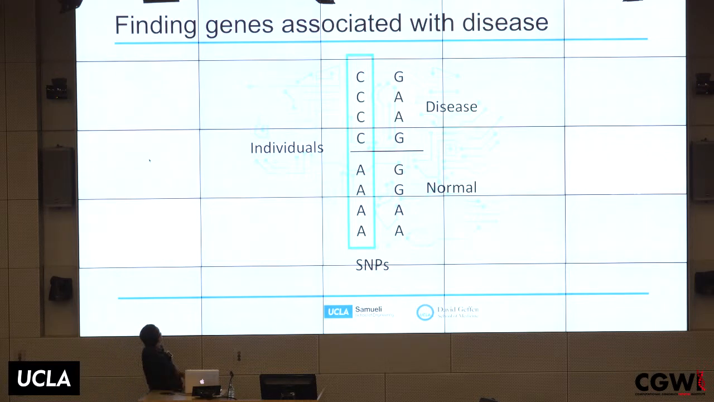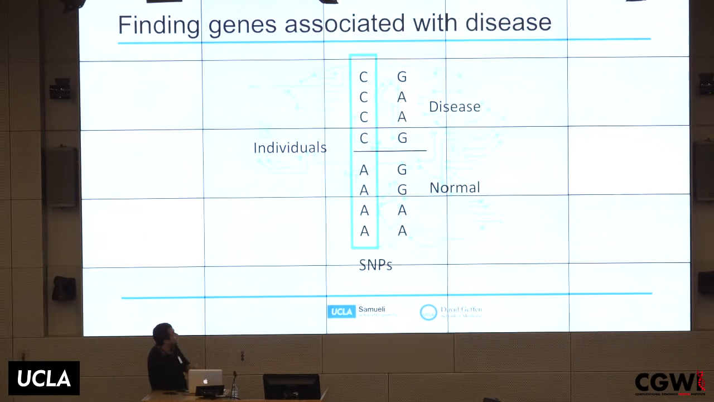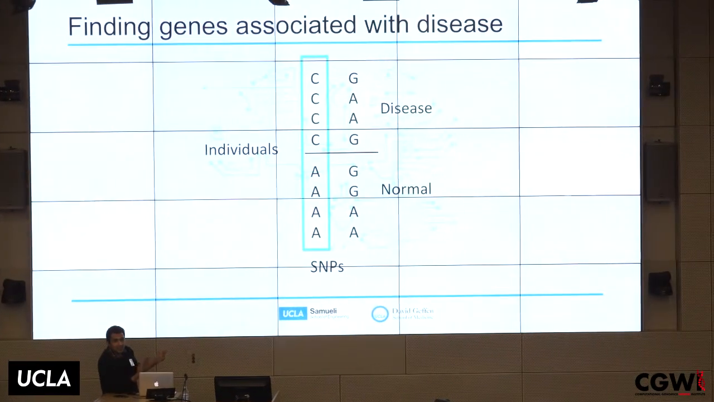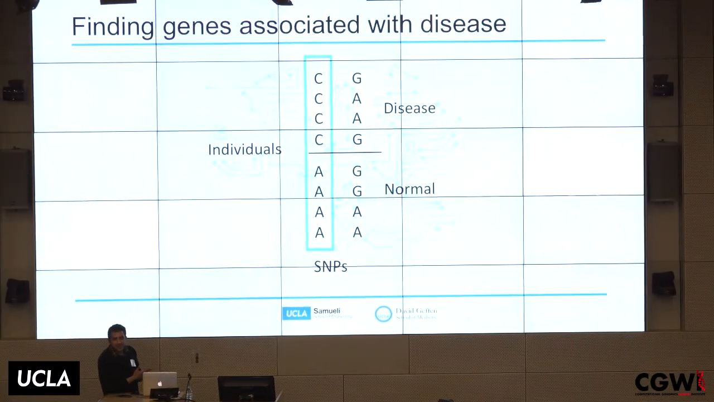Oh, I can use the mouse. Okay. So you have individual genomes. You have genomes from people who have disease and normal individuals, and every one of these columns here is a place where there is a single mutation across these individuals. We call those SNPs. And GWAS, or genome-wide association studies, are a very simple study design.